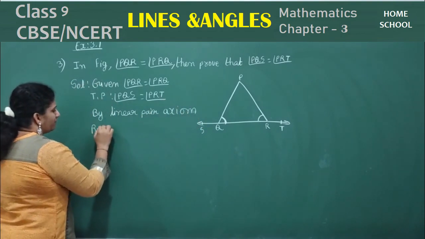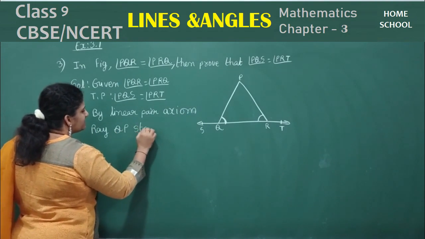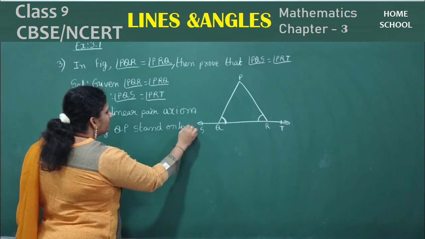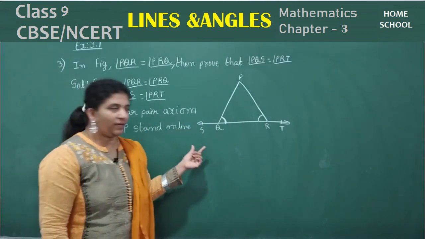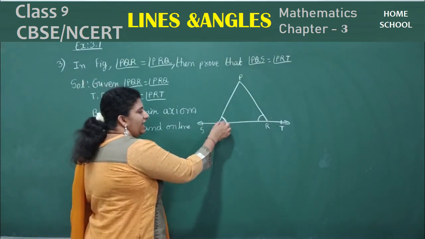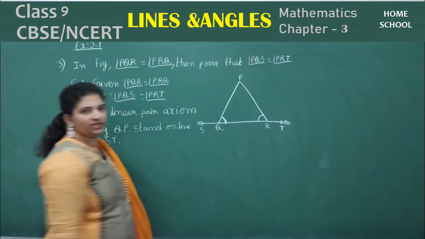ray QP stands on a line ST. So observe here, children, by linear pair axiom, what is that? This is one ray which is standing on a line ST. Observe only Q point, children, here.